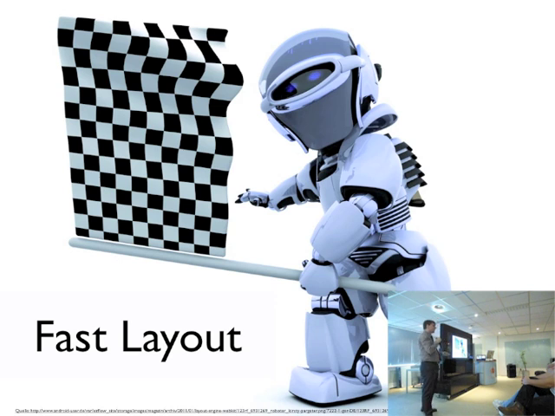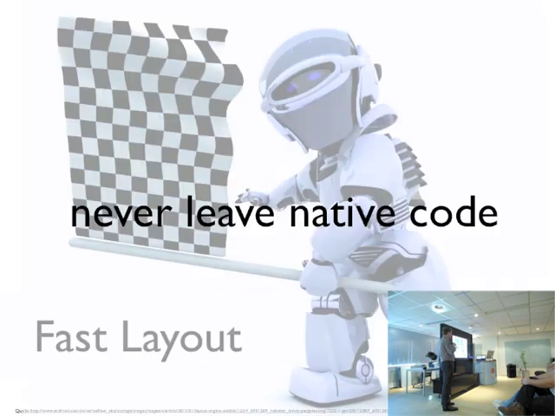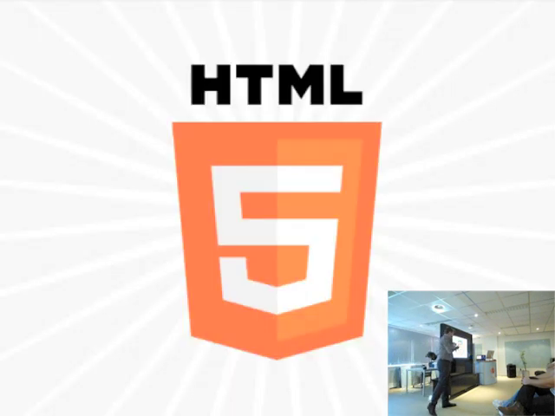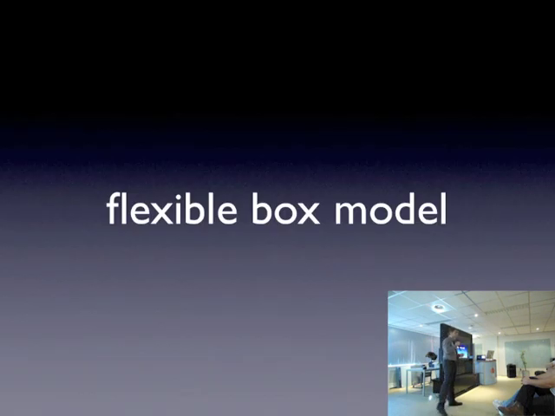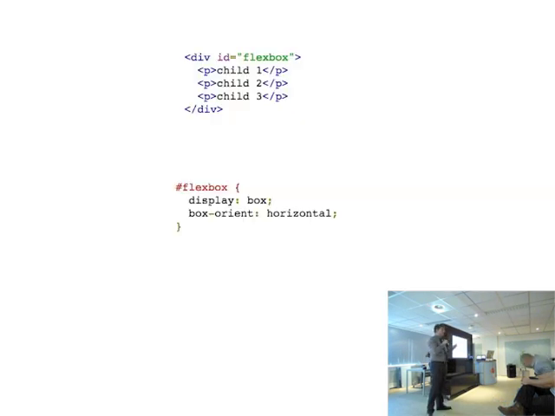If you want to have fast layout, there's one basic rule. Never leave native code, which is quite odd because we're building in JavaScript. What do I mean by never leave native code? Well, in HTML5, there's one thing, and if you're trying to build for mobile, you should definitely know about this, and it's called the flexible box model. And this is, by the way, why we're having such big trouble with IE9, because IE9 doesn't support it properly. IE10 does support it properly. And I'm going to borrow one example from Paul Irish, who has done a very good article on this one. You can read it up.